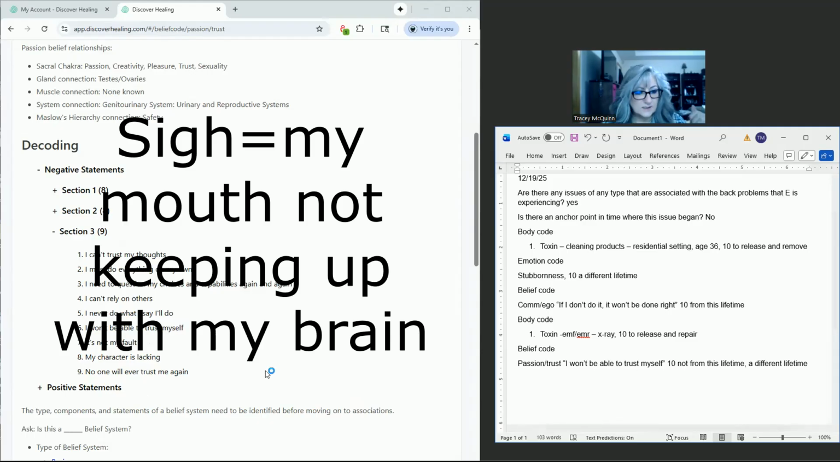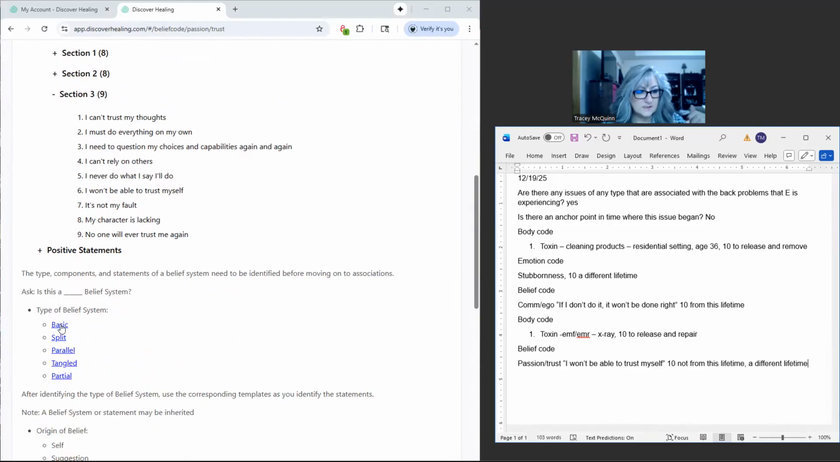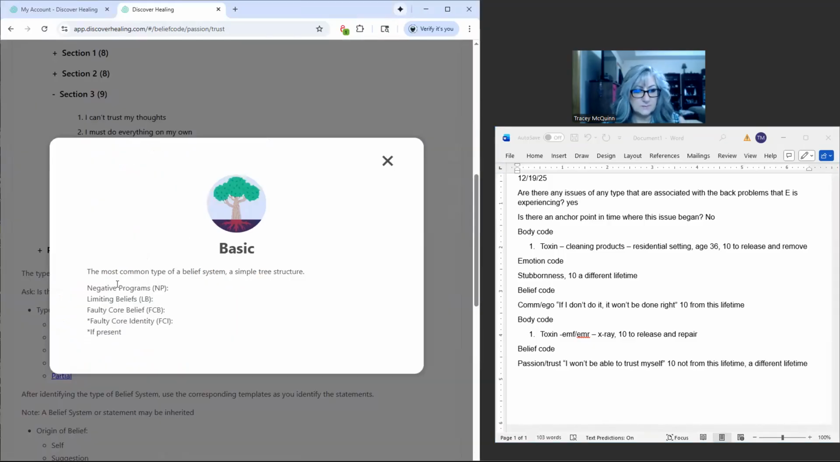And just to explain a little bit, when we have a basic system, we equate it to a tree. Negative programs are the leaves. That's what I just asked about. Is there a limiting belief? Is there a faulty core belief? Yes, that would be equated to the roots of the tree at this point.